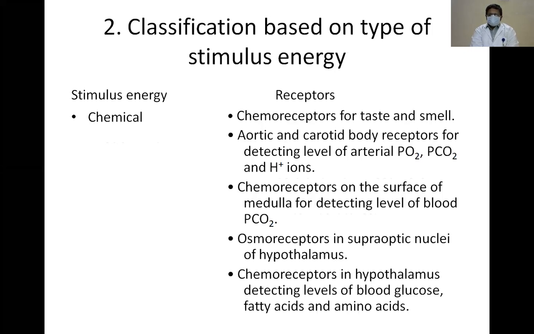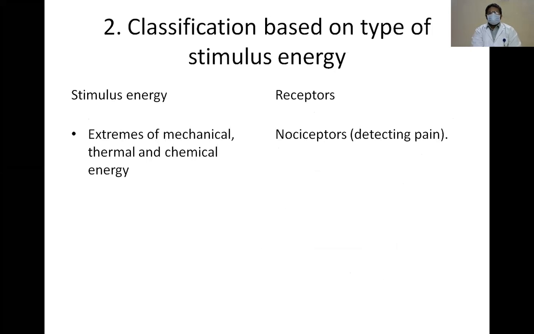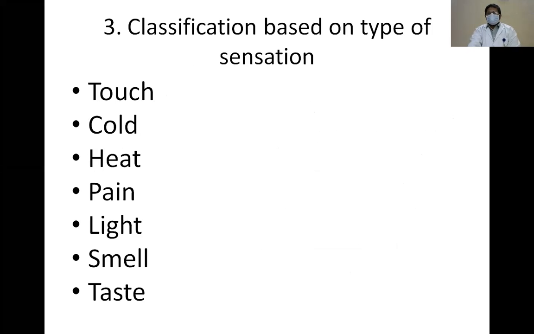The osmotic receptors in the supraoptic nucleus of the hypothalamus, and the chemoreceptors in the hypothalamus detect the level of blood glucose, fatty acids, and amino acids. These are the examples for the chemical stimulus energy. Then the extremes of mechanical, thermal, and chemical energy, the receptors are the nociceptors, they detect pain.